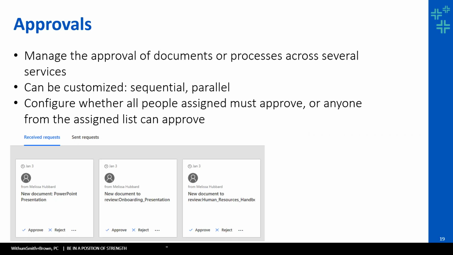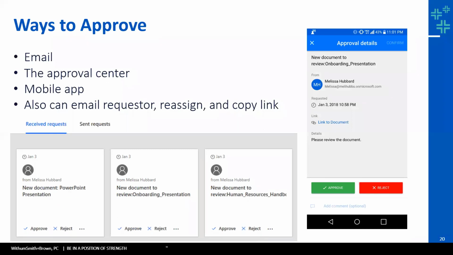You can configure whether everyone has to approve or just one person from your list of approvers. One thing is you can't use a SharePoint group as your approver group. You have to enter in people into the approver assigned to field individually, which I don't like. But you can also send approvals to someone else if you choose to, and I'll show you that too.